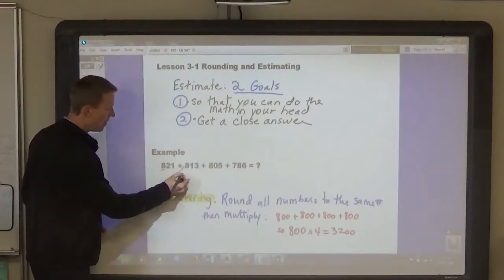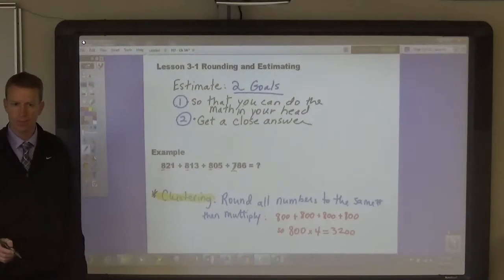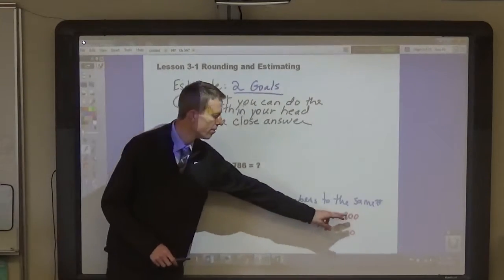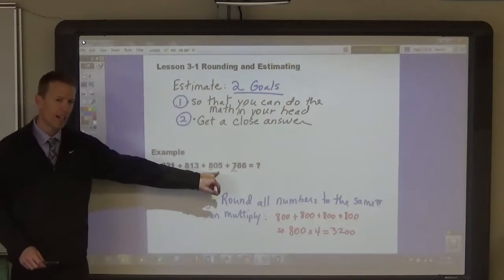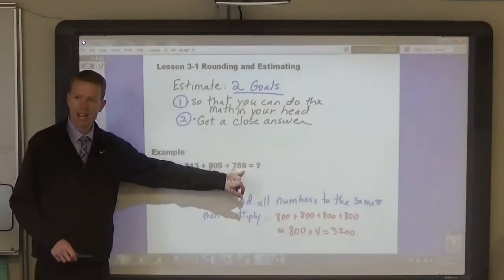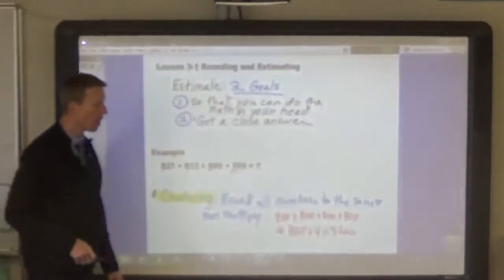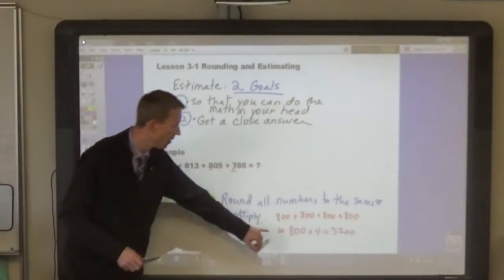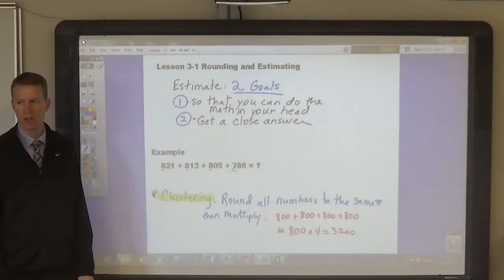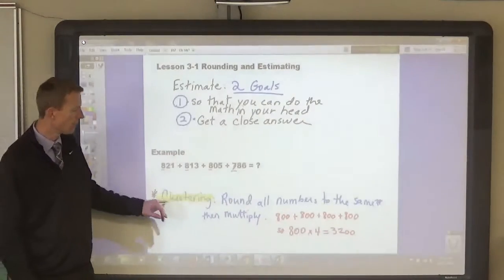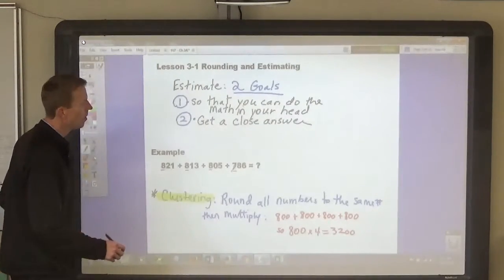So if we rounded all of these to the first digit, called front-end estimation, they would all round to 800. 821 to 800, 813 to 800, 805 to 800, 786 to 800. So if we rounded them all to the same number, rather than adding them all up, you can multiply 800 times 4, and that equals 3,200. This process of rounding them all to the same number is clustering.